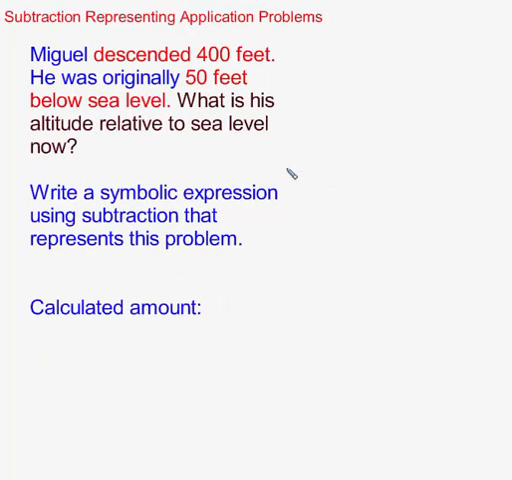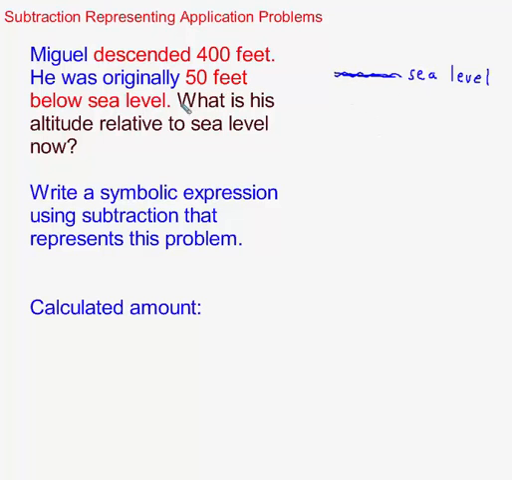Let's do another example. Here we have that Miguel descended 400 feet. He was originally 50 feet below sea level. The question is, what is his altitude relative to sea level now? Notice just because you're below sea level doesn't mean you're actually under the sea. But for the purpose of illustration, we'll say that this arbitrary line here is sea level.